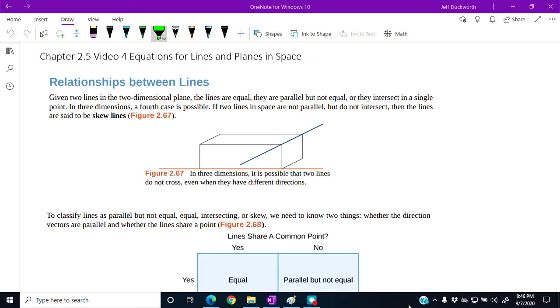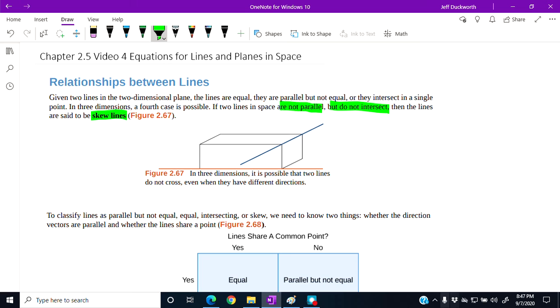All right, next we're going to look at the relationship between two lines. Basic options are they're either going to be the same line or equal lines, parallel but not equal lines, or they could intersect at a point, or a new definition here is skew lines. So if you have two lines that are not parallel and do not intersect at all, then they're called skew lines. And it's three-dimensional, so you can certainly have that.